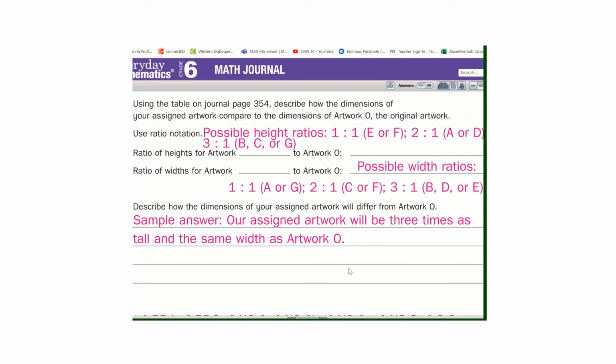And there you have them. So if you picked F, for example, the height would be 1 to 1, and the width would be 2 to 1. If you picked A, that would be 2 to 1, and the width would be 1 to 1. Okay, so pause and go ahead and read those to correct the ones that you did.